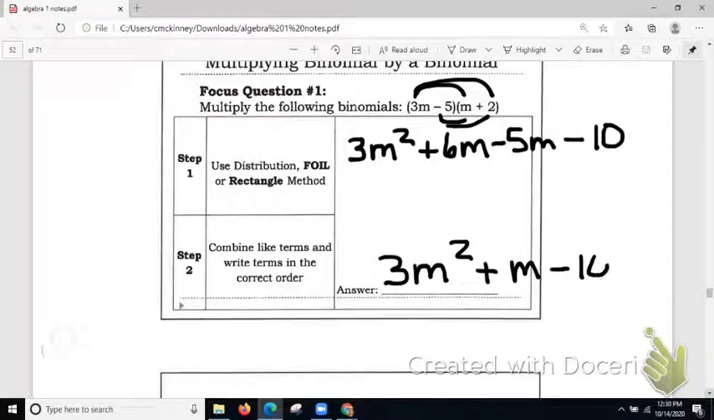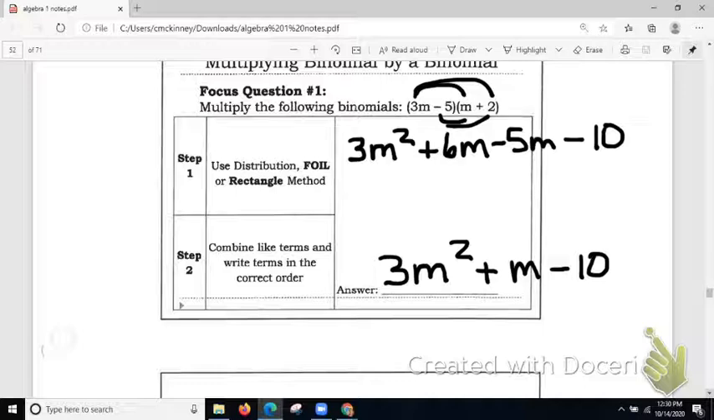And if you prefer, you could write 1m in the middle. Instead of writing plus m, you could put plus 1m in the middle. That would also be the same thing. Okay, so hopefully, if you did it on your own, you got the same answer.